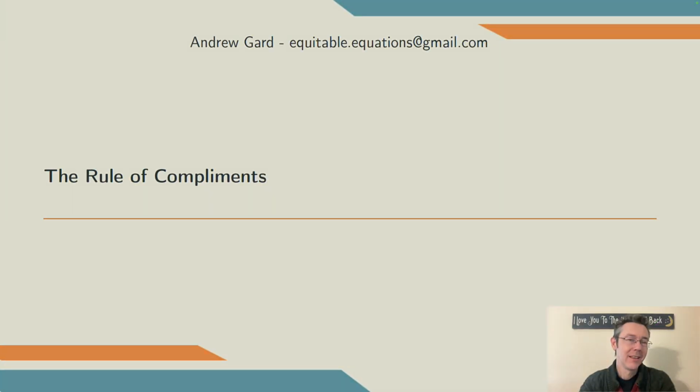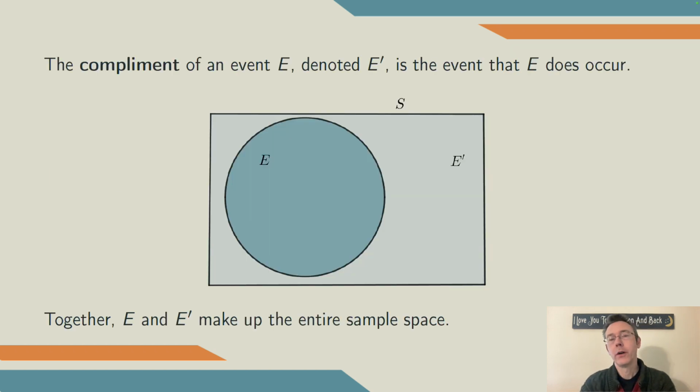Hey everybody. Today we're talking about the rule of complements. So first of all, a definition. The complement of an event E is just the event that E does not occur. And we represent that with E prime.